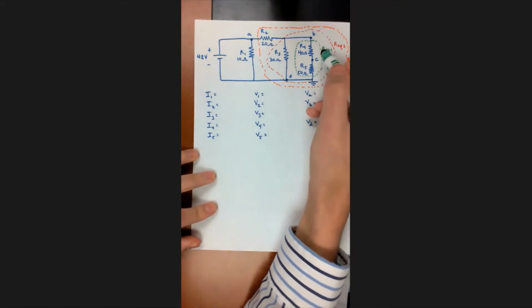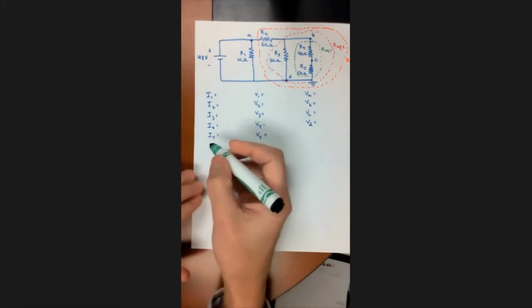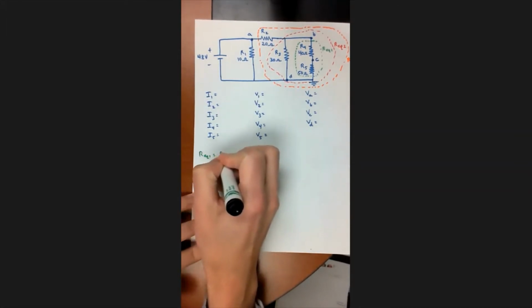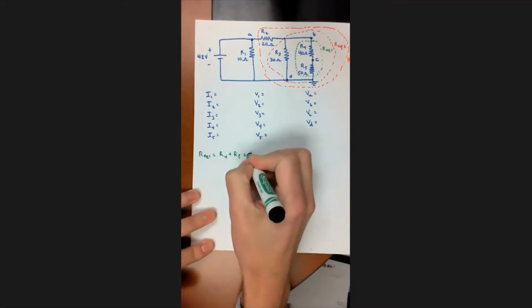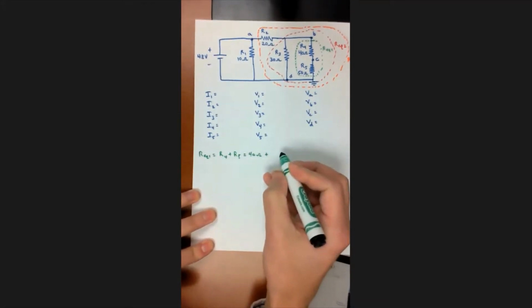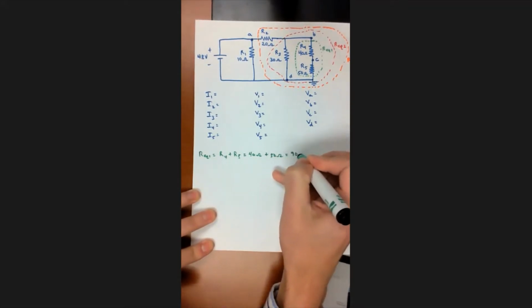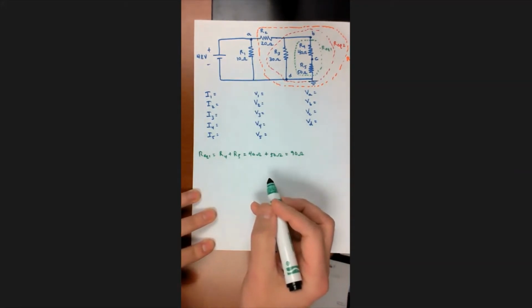So the first thing I'm going to do is combine R4 and R5, and that combination is R equivalent 1. So R equivalent 1 equals R4 plus R5. R4 is 40 ohms. R5 is 50 ohms. So I can do that in my head. R equivalent 1 is 90 ohms. So far, so good.